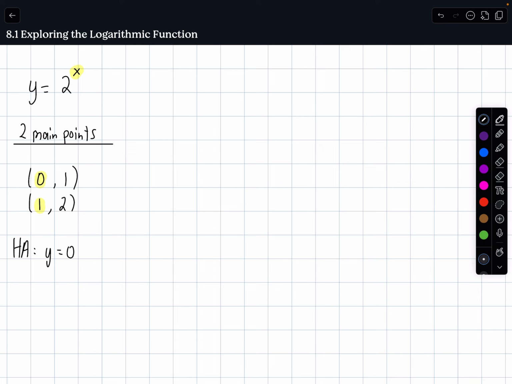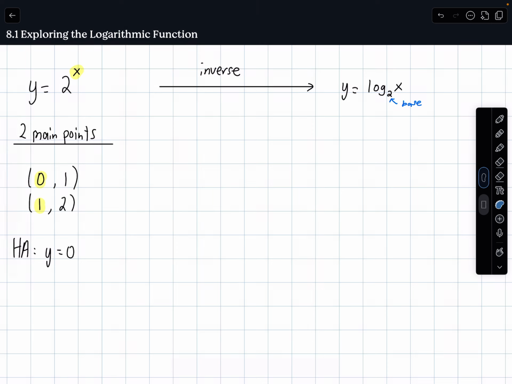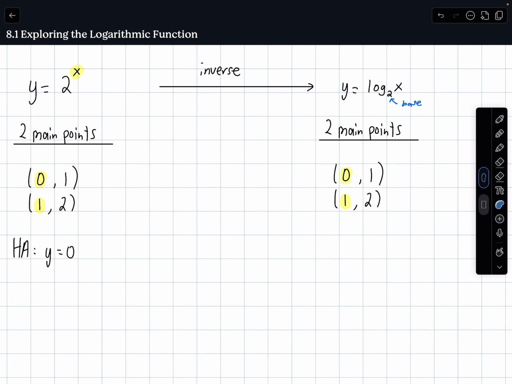Now, why am I explaining to you what an exponential function is? Because when you take the inverse of an exponential function, you actually get a logarithmic function. So if it's 2 to the power of x, the logarithmic function would be log base 2 of x. This 2 is called the base of the logarithmic function. So if the exponential function is the inverse, then we also have 2 main points.